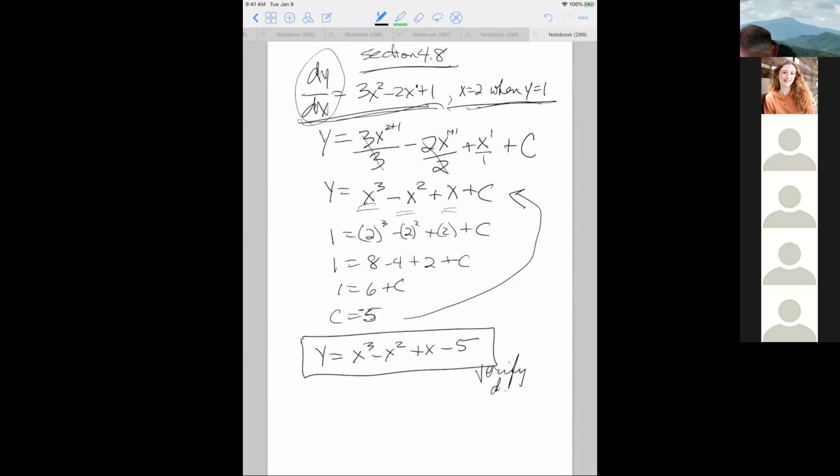Yes, dy dx, check, and 2, 1, check. Show your work on those. Make sure you show your work. Any questions on that at all? Did any other questions come up from section 4.8 in Sapling?